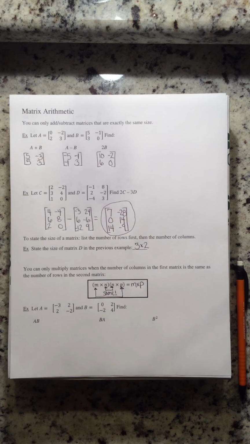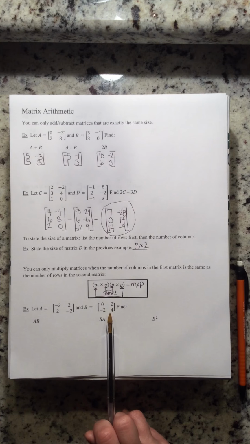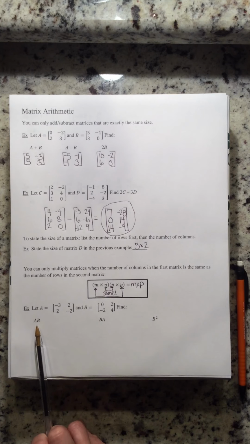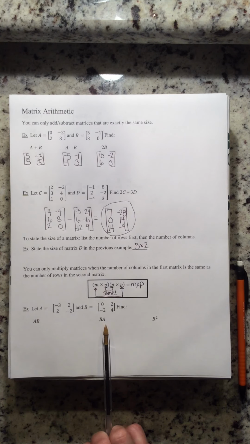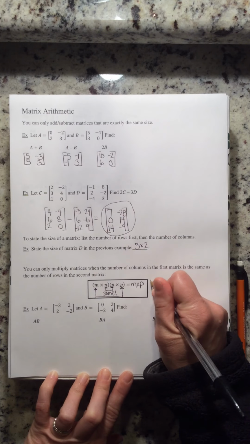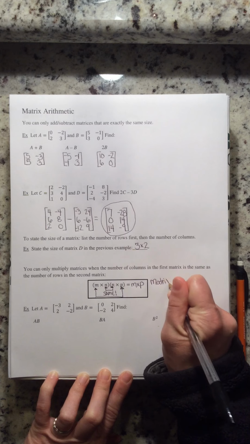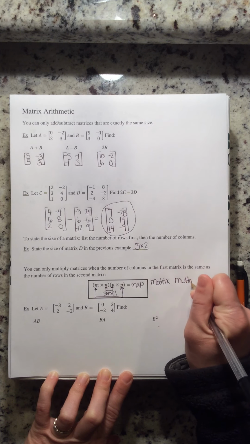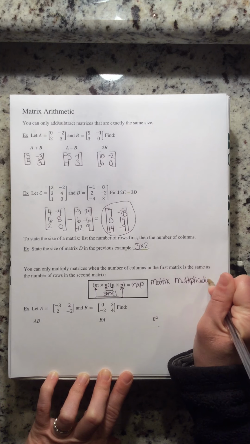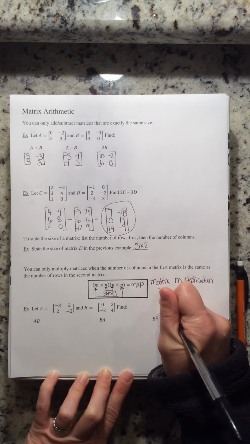Let's go ahead and take a look at an example. Notice matrix A is 2 by 2 and matrix B is 2 by 2. So obviously the number of columns in the first matrix would have to be the same as the number of rows in the second matrix because both of them have 2 rows and 2 columns. So we can talk about multiplying A and B together, multiplying B and A together, and even B times B since they're all 2 by 2 matrices. Anytime we do matrix multiplication is rows by columns.